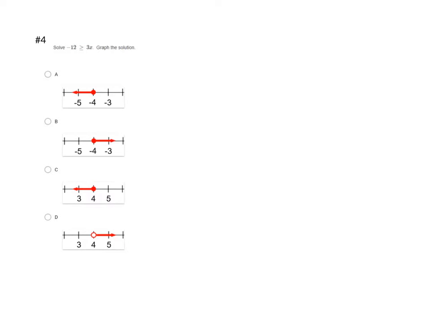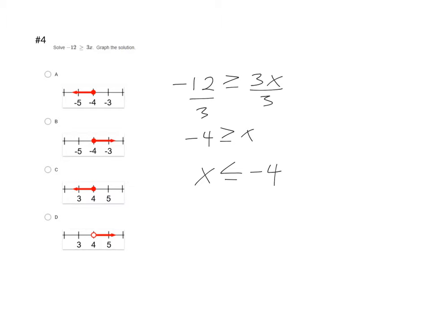Number 4. -12 greater than or equal to 3x. To get x by itself, we divide both sides by 3. -4 is greater than or equal to x. Then we'd have to flip it, so that would become x less than or equal to -4. So here at -4, we would have a closed circle and an arrow going to the left. Looks like it's C again.